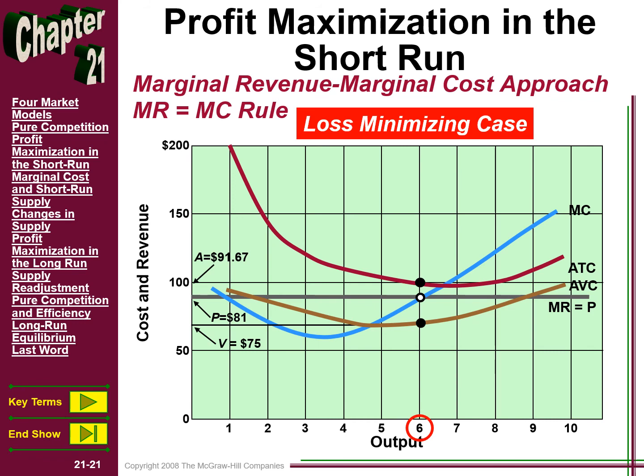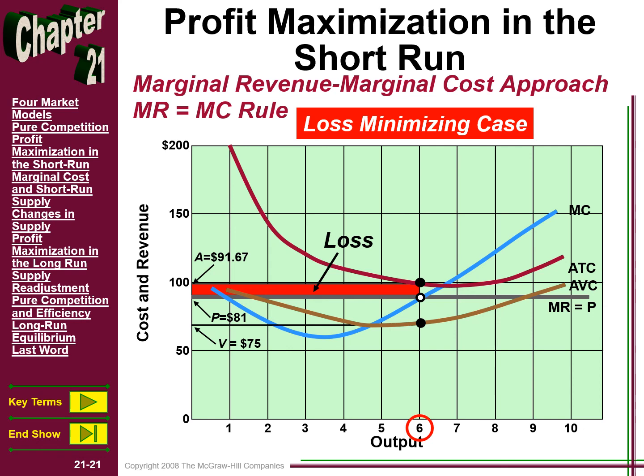So again, price is above average variable cost, the firm should produce. Price has fallen below average total cost, right? Which means we will suffer a short run loss. How do we calculate the loss? Well, we're selling each unit for $81, right? The average total cost per unit at 6 level of output is $91.67.